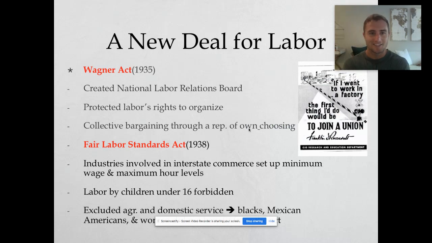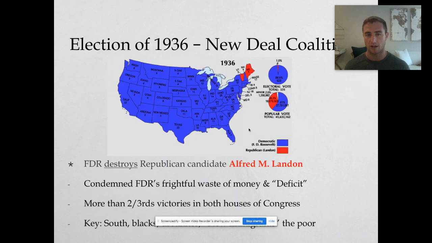Wagner Act. This is for labor. We have two laws that are going to come in and help labor in a big way. Labor had been really hurting in the 1920s. Here we are in the 1930s. The New Deal, the Wagner Act, it's going to create the National Labor Relations Board. It's going to protect labor's right to organize and protect them in their collective bargaining. And then the Fair Labor Standards Act. This is going to forbid labor by children under 16 and protect workers in industries by establishing a minimum wage.